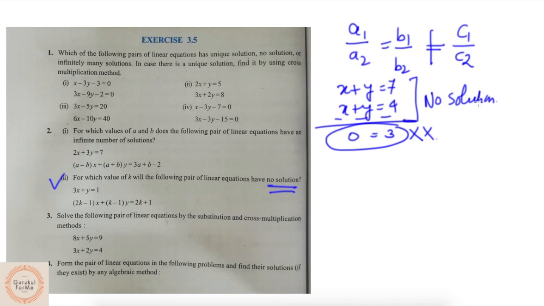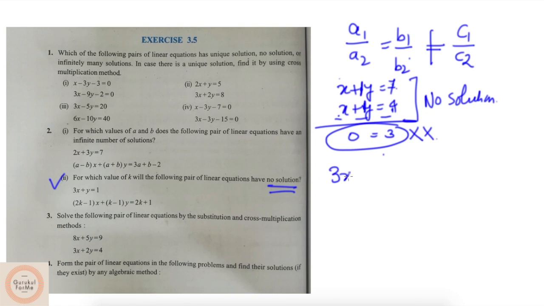And why is there no solution? Because there is no answer to it. We know now that a1 by a2 is equal to b1 by b2, this is 1 by 1, but that is not equal to c1 by c2. Hence we see that there is no solution. Now they are saying that in this case there is no solution.